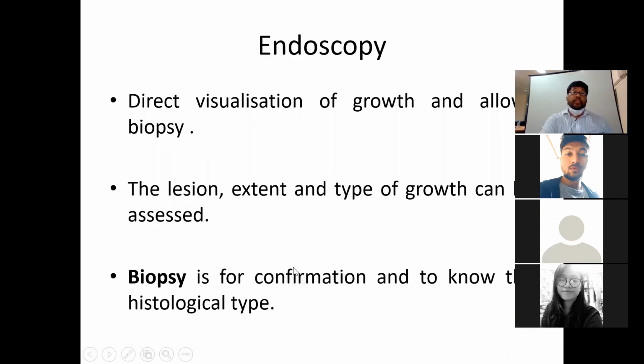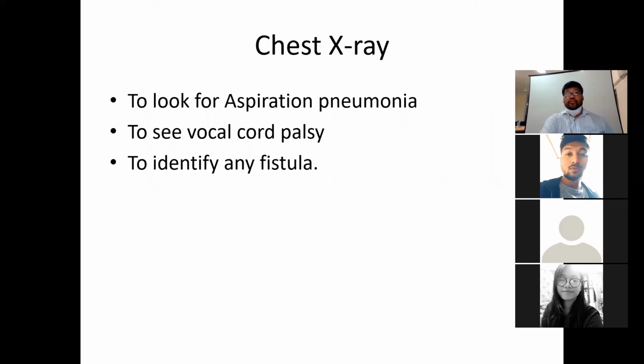These are also filling defects. Here, this is a filling defect. Thereby, we can see the narrow lumen of the esophagus. So next is the endoscopy. It helps in direct visualization of the growth, and it allows biopsy. Biopsy should be done for confirmation and to know the histological type. So the lesion, the extent, and the type of the growth can be assessed with the help of endoscopy.